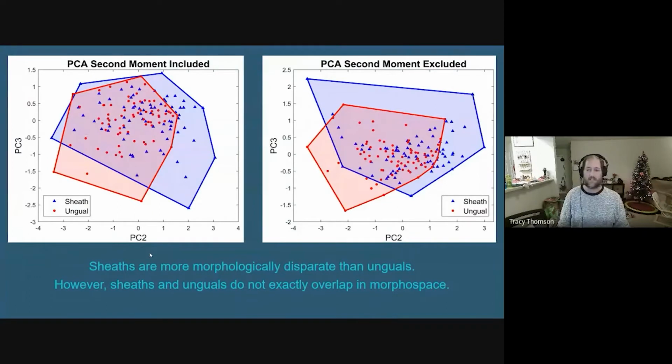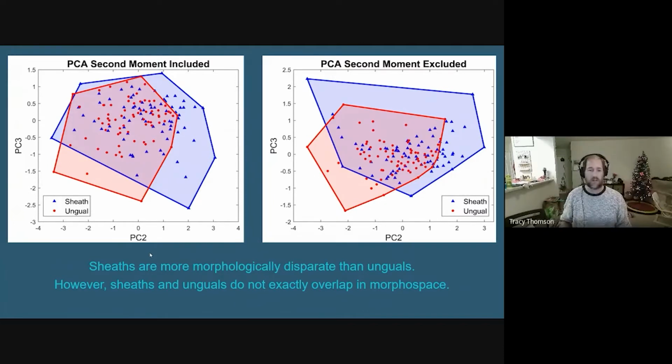These are just PCAs of the shape disparity in unguals and sheaths. And what this shows is that they're not completely overlapping. What that means is that there is shape information that the ungual has that the sheath doesn't have, and vice versa. So using both of them together, you get a complete picture. Using one by itself, you miss information in the other, and vice versa. So even though they overlap quite a bit, there is some space that is not shared between the two structures, and that means that using both structures will give a better result.